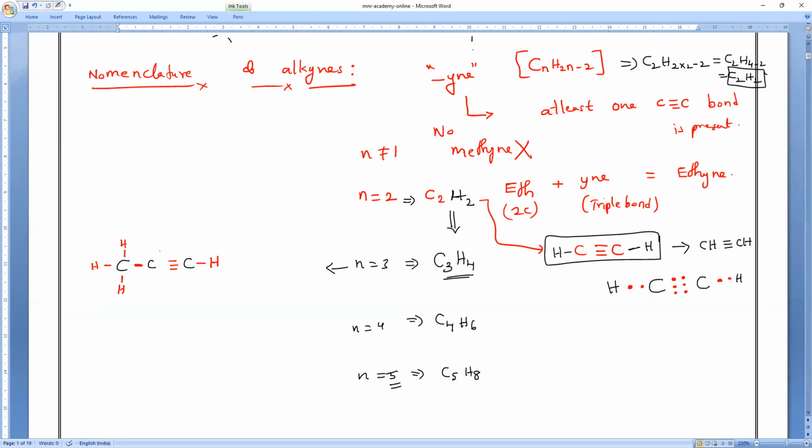Yes, please. So if you want to write the condensed formula, what will happen, all of you? CH3 single bond, C triple bond, CH. Am I right?